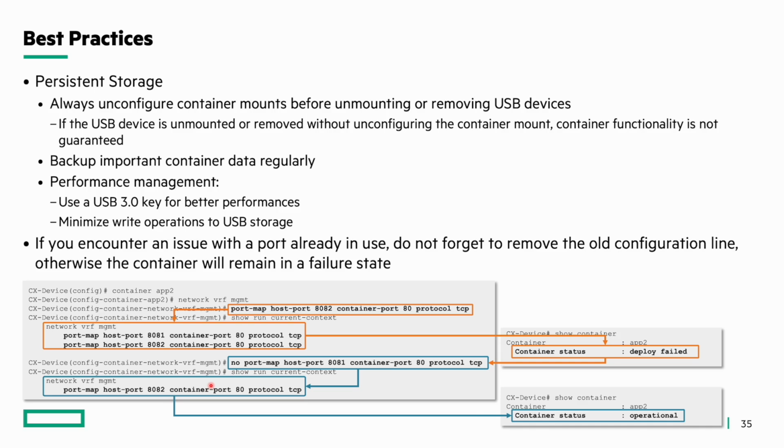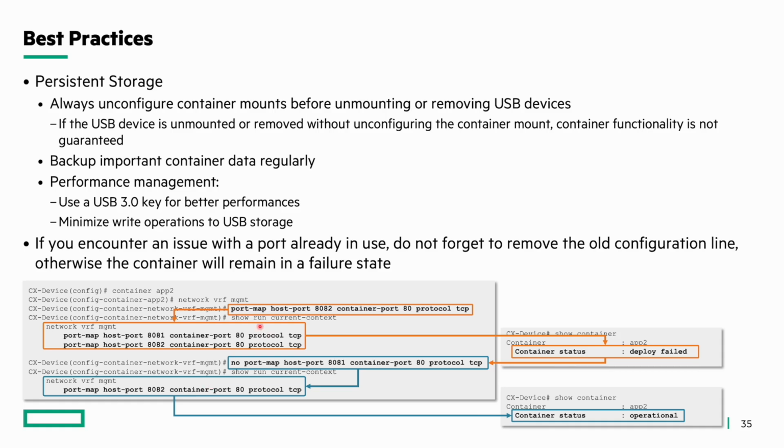And in regard to performance management, use a USB 3.0 key for better performance and minimize write operations to USB storage. Then, if you encounter an issue with a port already in use, do not forget to remove the old configuration line, otherwise the container will remain in a failure state.